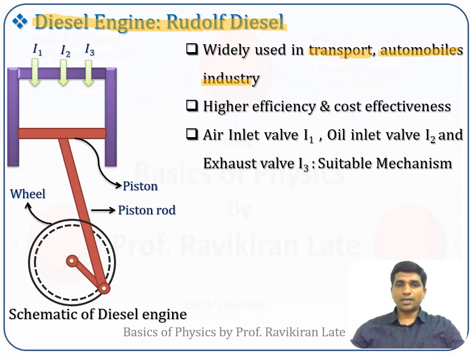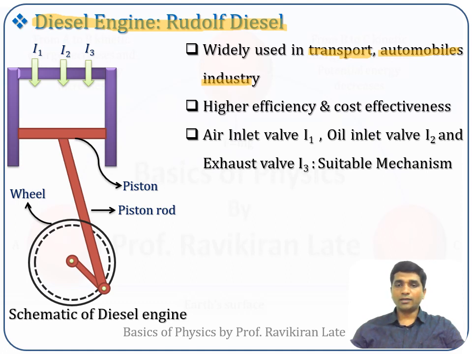One more thing is that the difference between the diesel engine and the petrol engine is that the petrol engine consists of a spark plug, which is required for the ignition of the fuel, but in case of a diesel engine you don't require any kind of spark plug because the compression ratio of the diesel engine is very high. It is almost 1:17 as compared to the 1:8 ratio in the petrol engine.